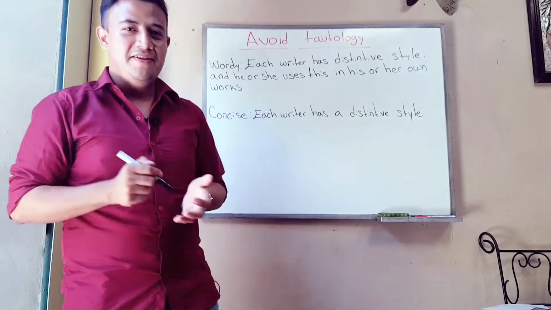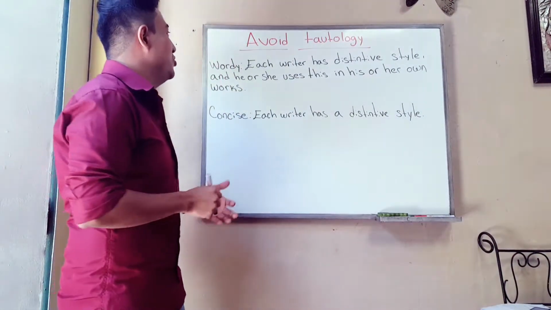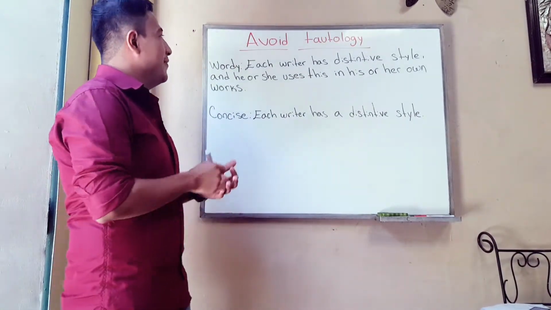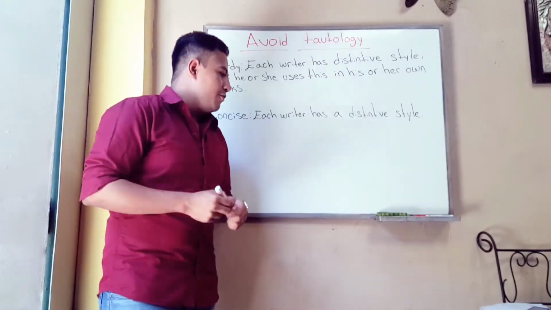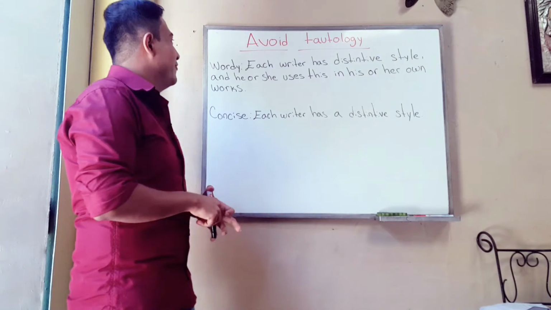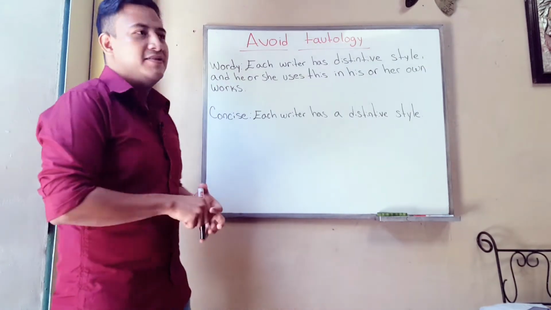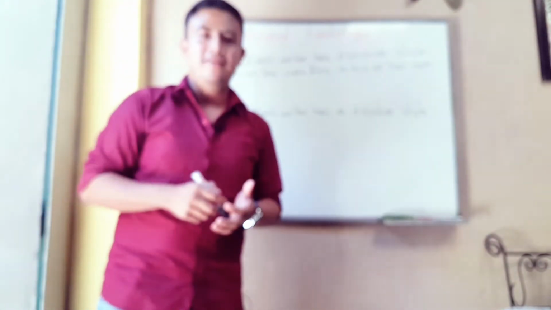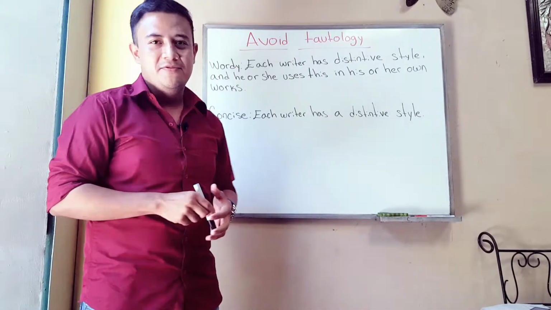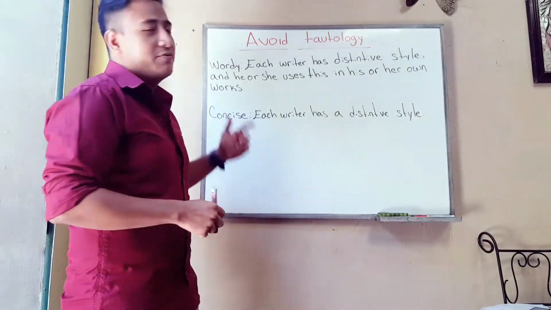Okay, we're going to continue with this topic, and we are going to study something that is really important in order to avoid the wordiness of needless repetition. For example, we have avoid tautology. So, what is tautology? Tautology is when we repeat the same words. For example, in order to introduce what tautology is, I'm going to read an example.